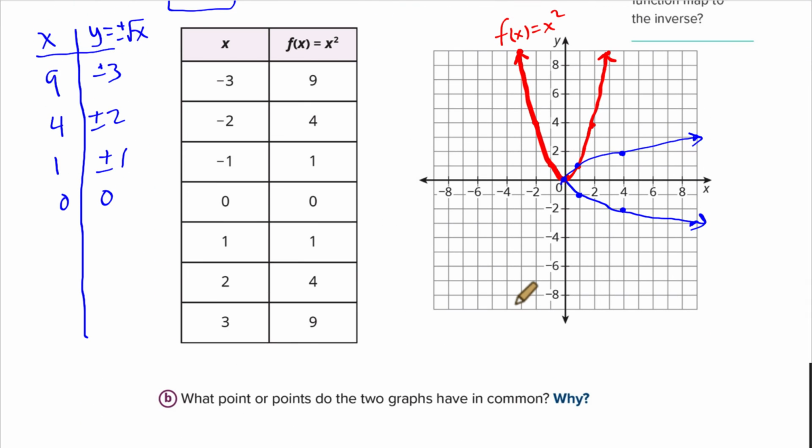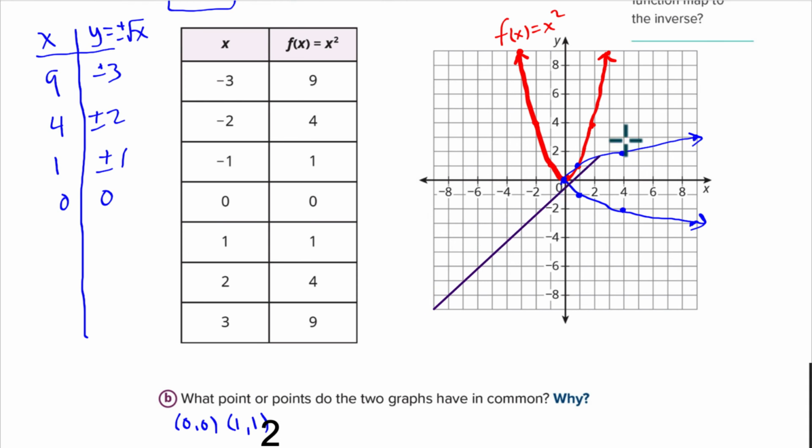What point or points do the two graphs have in common? Well, if you notice, they intersect right here. That's 1 point. So 0, 0. Let's write that down. So 0, 0 and 1, 1. And why is that? Well, both are on that line of reflection. Let me bring that back.